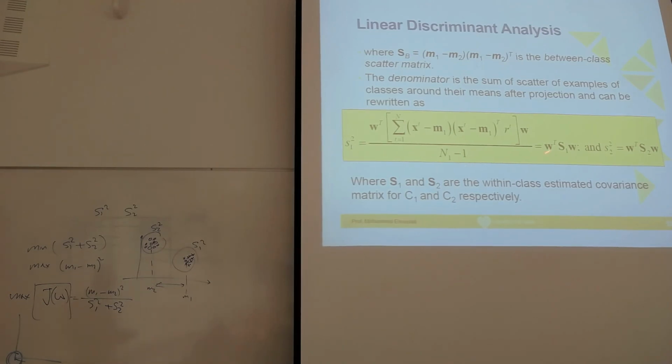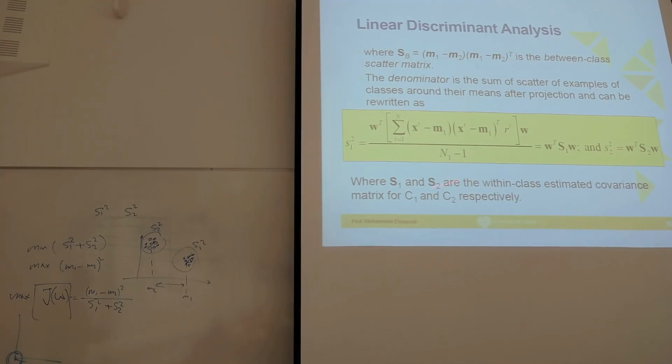So S1 square is equal to what? W transpose times S1. S1 is the covariance of the data in class 1. S2 is the covariance of the data in class 2. So this is the way that we compute the variance of each class.